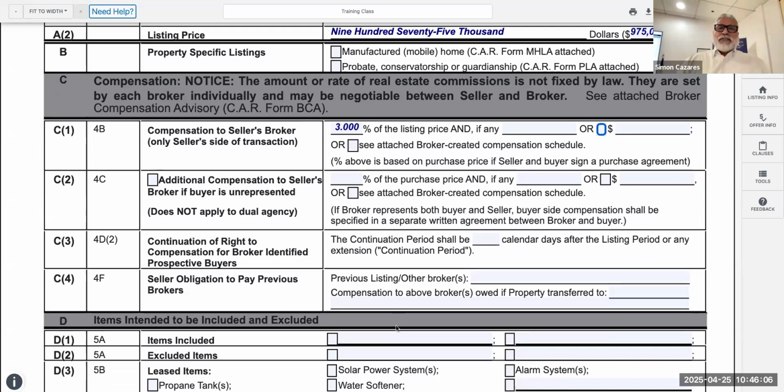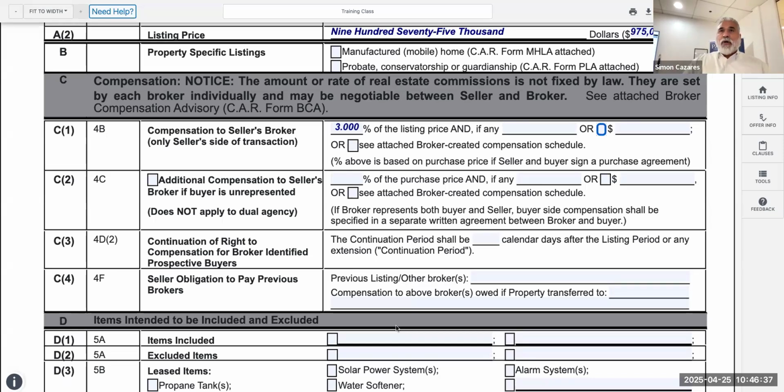Section C2 goes into additional compensation to seller's broker if buyer is unrepresented. Okay. What does that mean? Well, it means that if a buyer comes to you at an open house and you ask the question, are you working with an agent? And the buyer says, no, I'm not working with an agent. You don't have any agreements, you didn't sign anything. No. And they want to submit an offer.